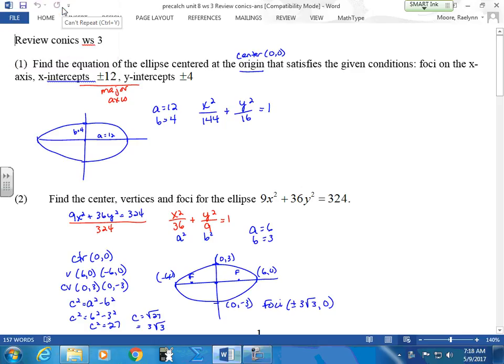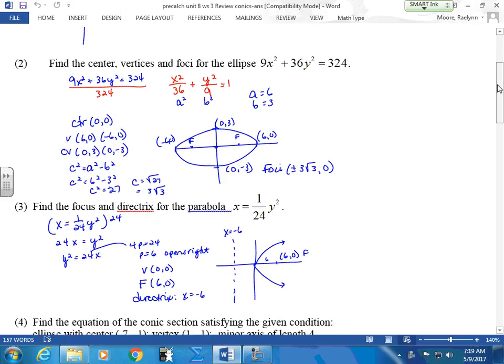Okay, so you had to find the equation of an ellipse centered at 0, 0 that satisfies the given condition. The x-intercepts at plus or minus 12 and the y-intercepts at plus or minus 4. There's your ellipse. The larger one is a, so that's the x squared, and then the b. So that was a pretty simple one. Questions? No? Good one, right? Easy way to start.